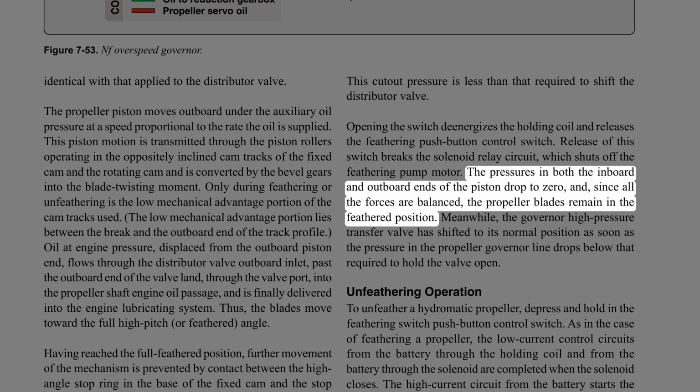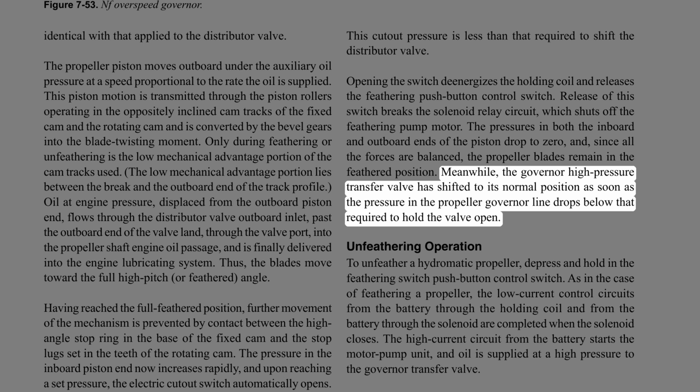The pressures in both the inboard and outboard ends of the piston drop to zero, and, since all the forces are balanced, the propeller blades remain in the feathered position. Meanwhile, the governor high-pressure transfer valve has shifted to its normal position as soon as the pressure in the propeller governor line drops below that required to hold the valve open.